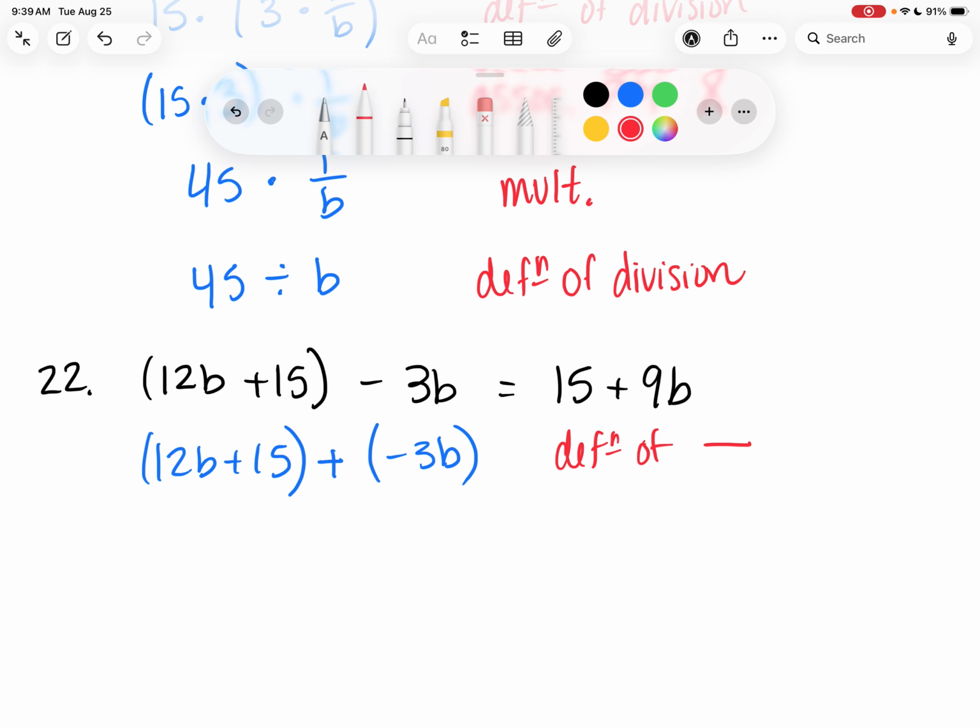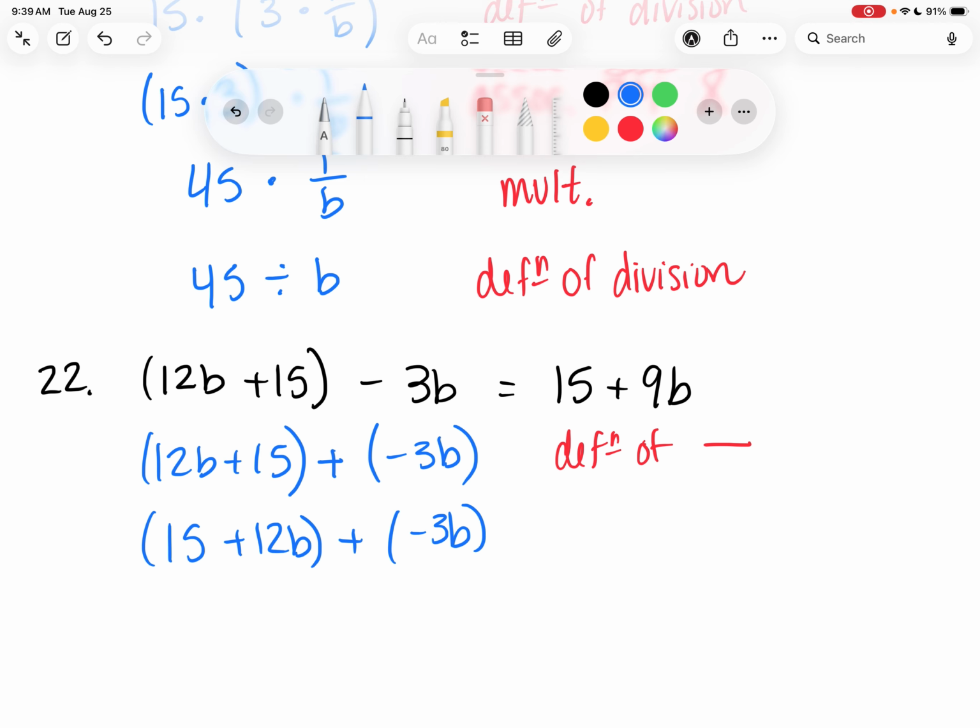So now ultimately I'm going to get 15 plus 9b. Looking at this, I see that things are out of order, right? I have a b term here, I've got a b term over here, and then I've got the number that I want in front in the middle. So I need to do something to swap these two. So that's going to give me 15 plus 12b plus negative 3b.